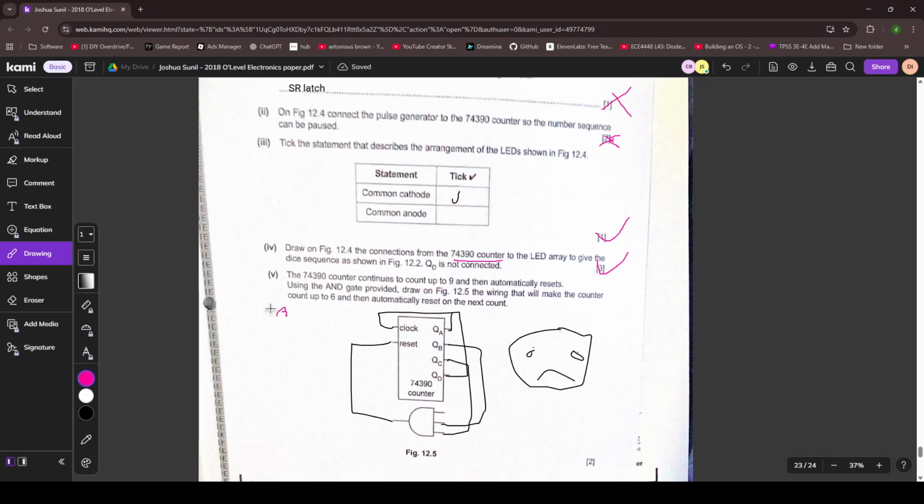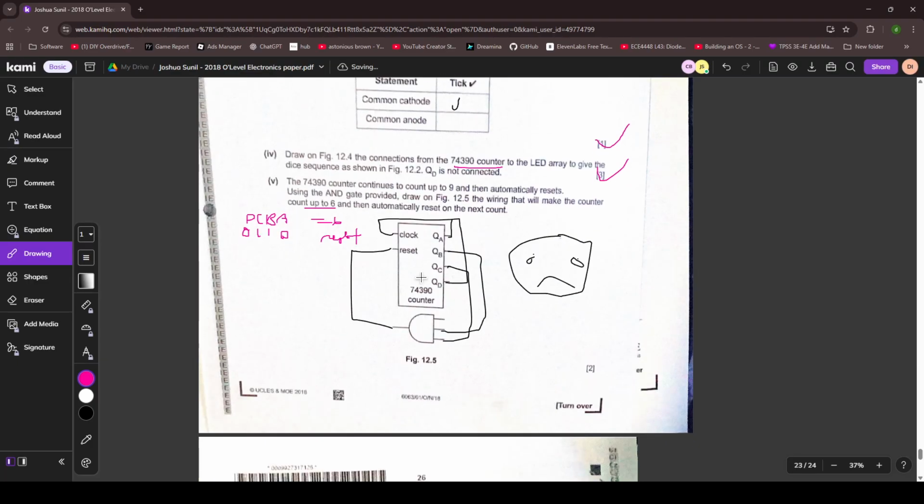Okay, for 6, in binary, 1 2 3 4 5 6 is 0 1 1 0. So basically we just want the case when, oh, they give an AND gate. Okay, I see. We want the case when DCBA equals 0 1 1 0, and that's all we need. Wait, what? The counter continues to count 9 and automatically... Oh, count up to 6. Up to 6. That means once it reaches 6, it resets.